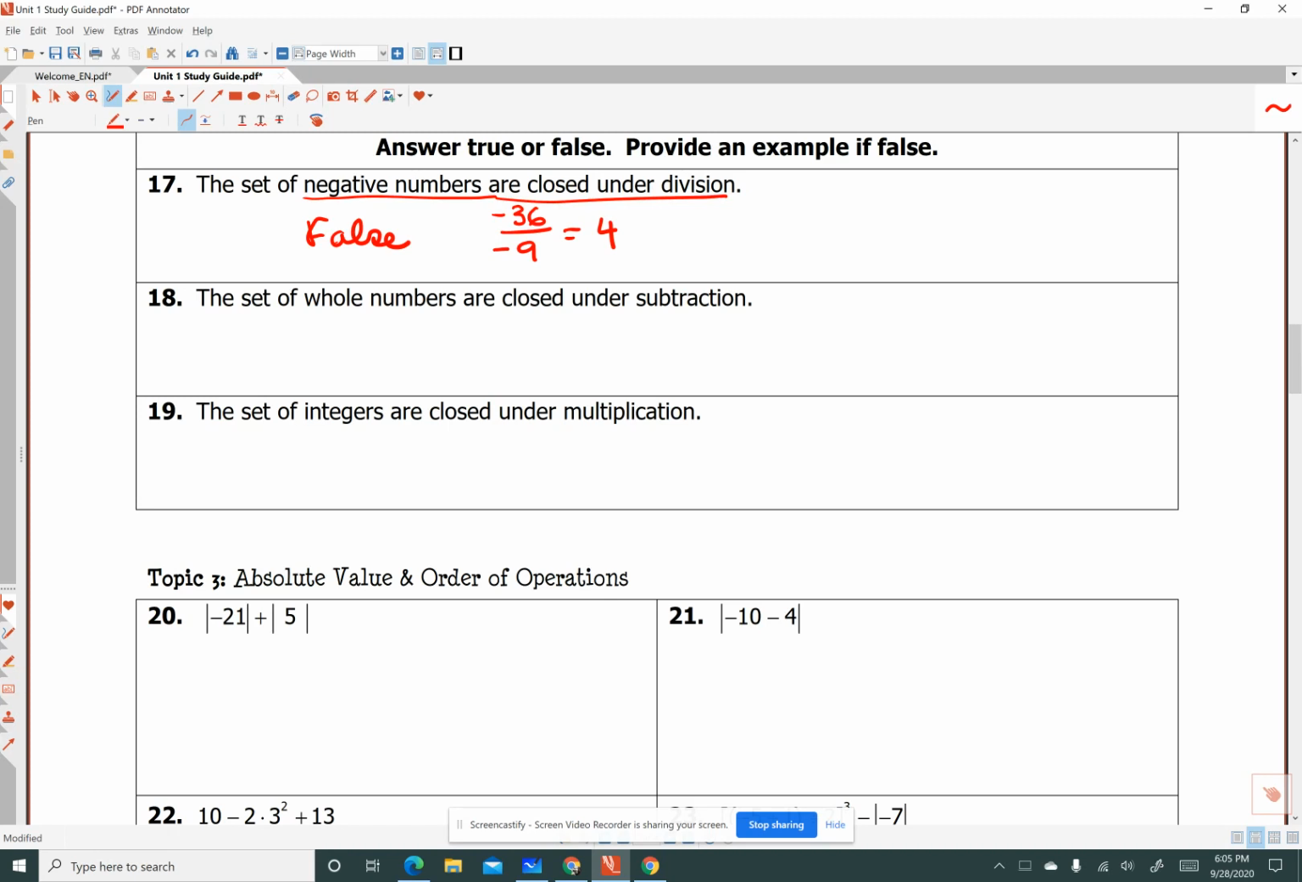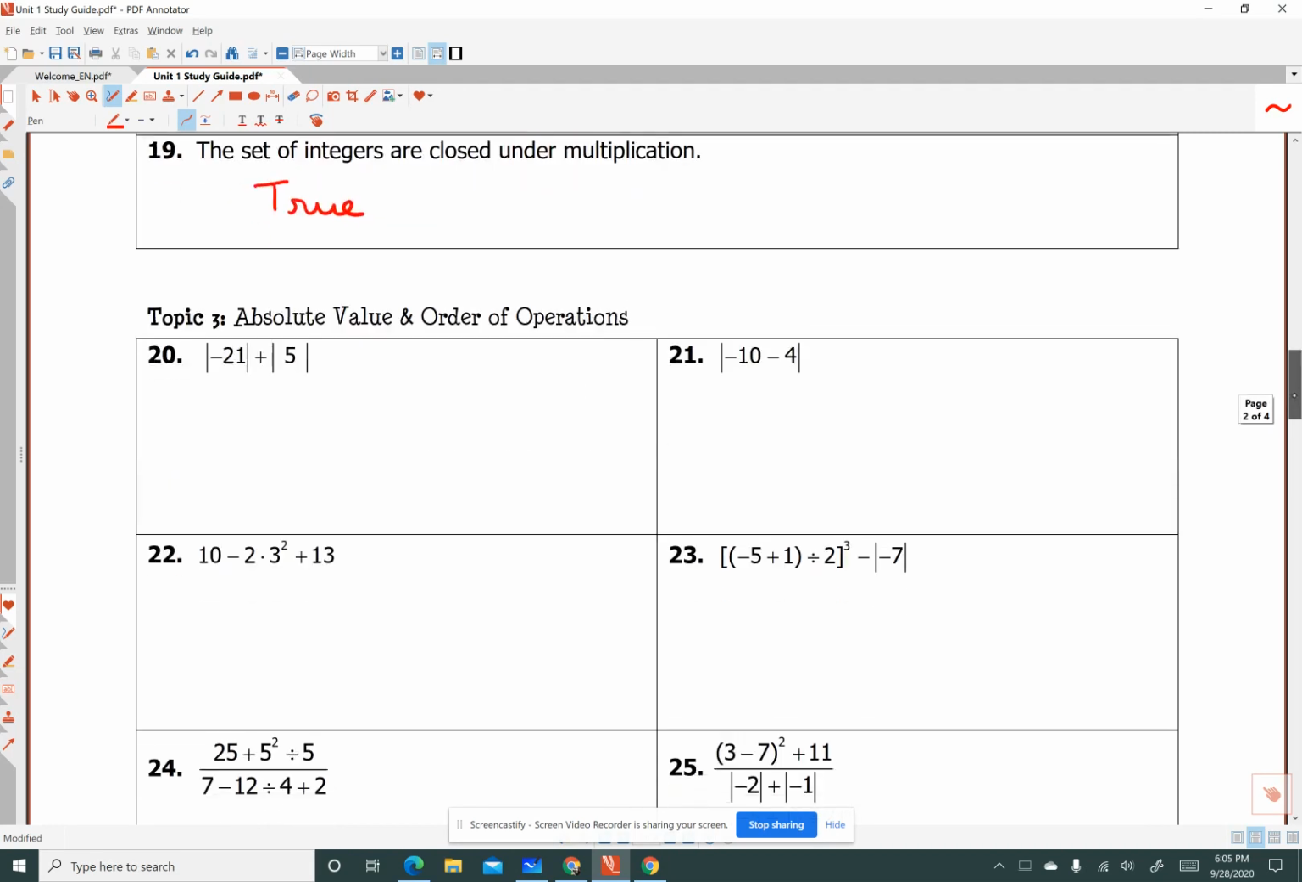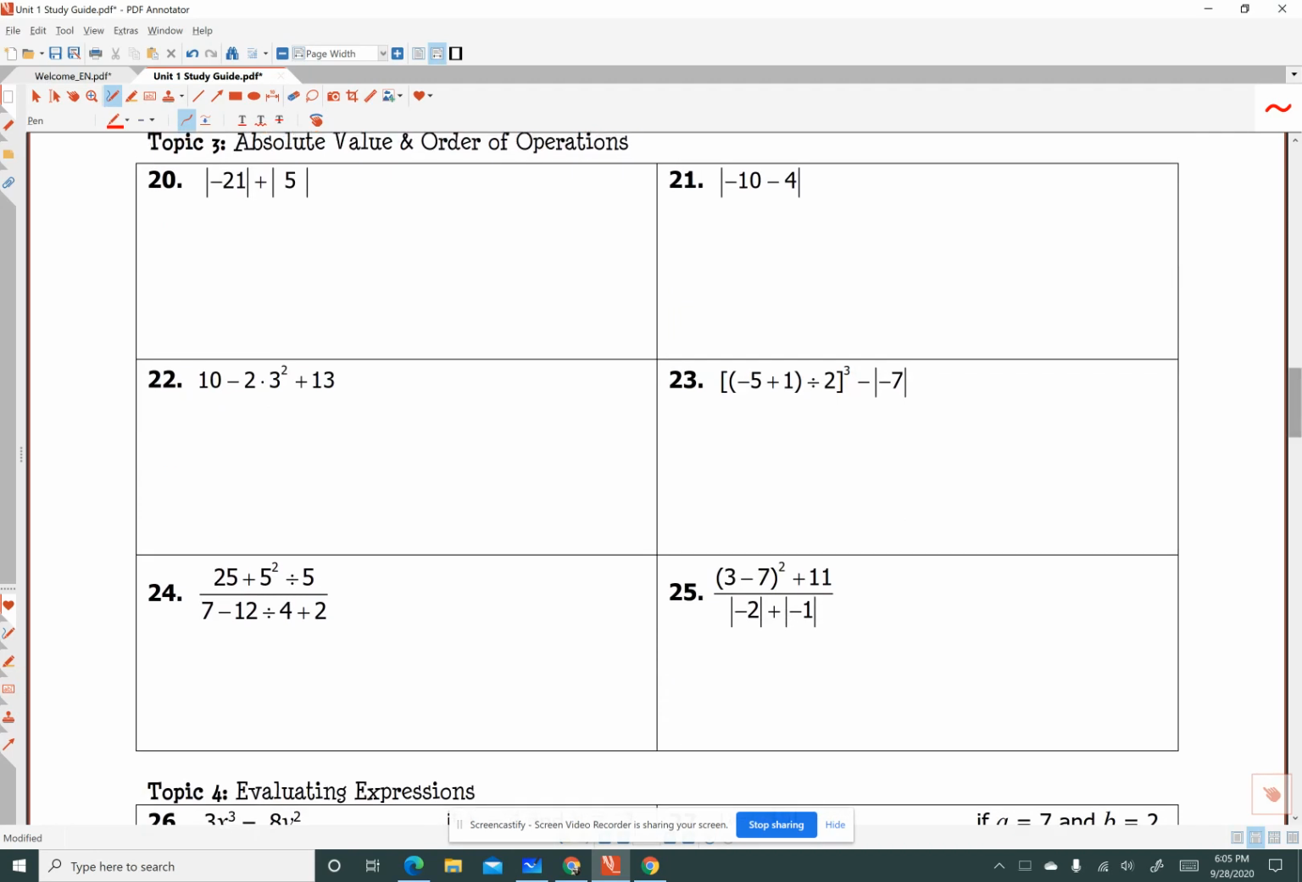The set of whole numbers is closed under subtraction is also false, because if we have 0 minus 9, we're going to have -9, which is not a whole number. The set of integers are closed under multiplication. That's a true statement.